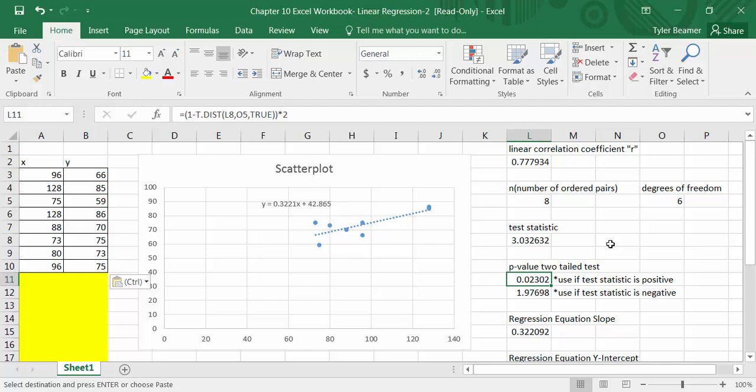So alpha is 0.05, our p-value is 0.02302. That is less than alpha. So because our p-value is less than alpha, that gives us evidence to reject the null hypothesis. And for the linear correlation hypothesis test that you did in section 2, recall that the null hypothesis is that rho is equal to 0, which would imply there's no linear correlation.